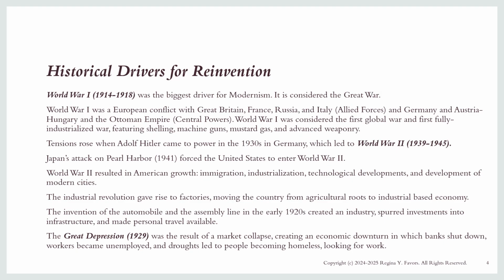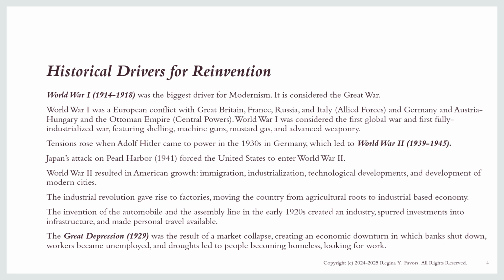Japan's attack on Pearl Harbor forced the United States to enter World War II, which resulted in American growth, immigration, industrialization, technological improvements, and development of modern cities. The Industrial Revolution gave rise to factories, moving the country from agricultural roots to an industrial based economy. The invention of the automobile and the assembly line in the early 1920s created an industry, spurred investments into infrastructure, and made personal travel available. So everyone started to get on the road.